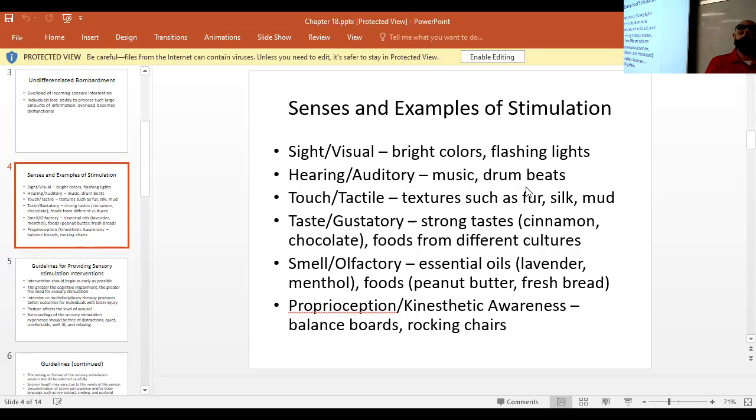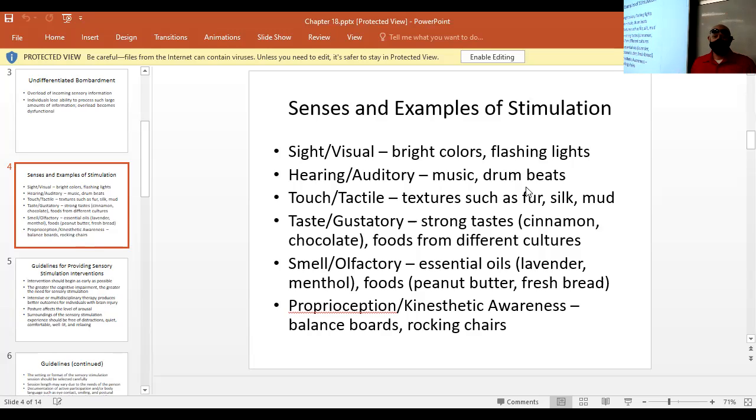Taste or gustatory: some things that can fit there are strong tastes like cinnamon, chocolate, foods from different cultures. We've seen the videos of little kids biting into a lemon and the whole thing that they do. Those are funny. That's a case of them getting a funny sense stimulation, because that's exactly a strong taste.